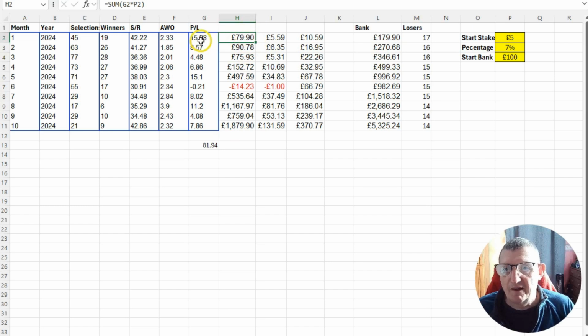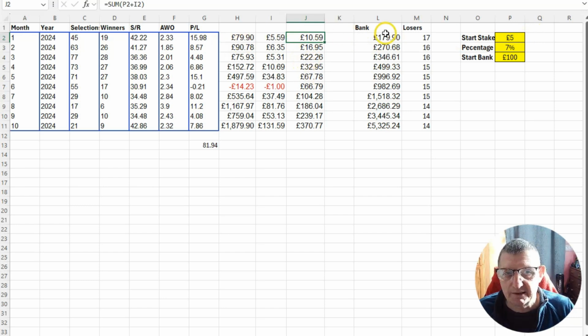15.98 points at £5 made us £79.90. We then take 7%, which is that figure here, of those winnings, and add it to our normal stake of £5. So you can see it's gone up to £10.59.